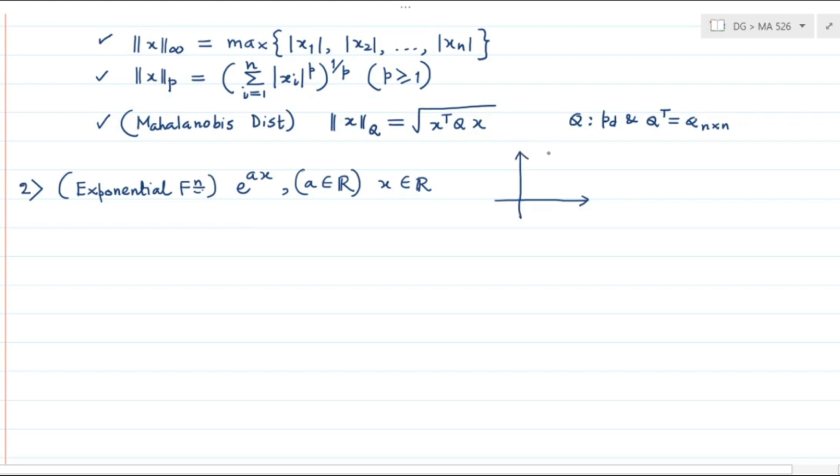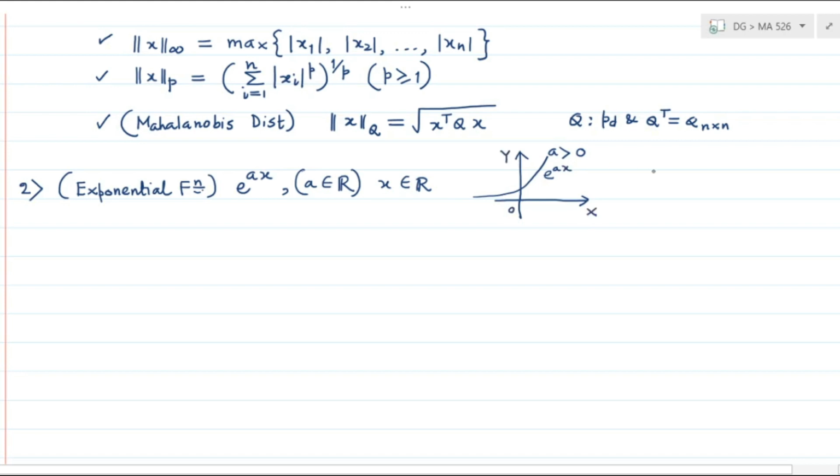check the convexity. If a is a positive quantity, then you note that the graph of e to the power ax will look like this graph, and obviously this is a bowl-type graph. Any chord you consider, the graph lies below the chord, and therefore this is a convex function. This is a graph of e to the power ax for a given a greater than 0.